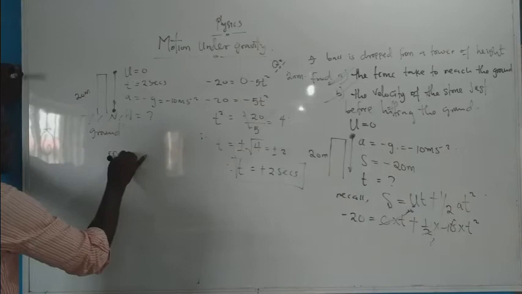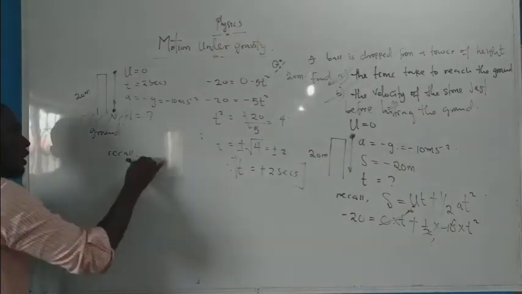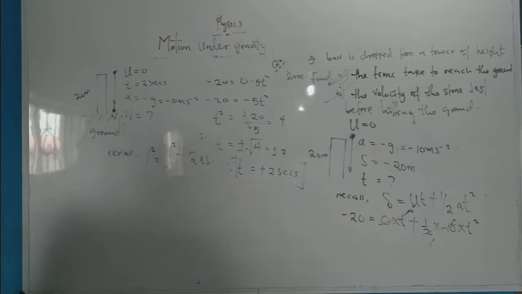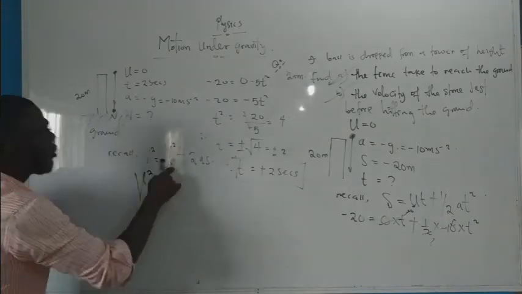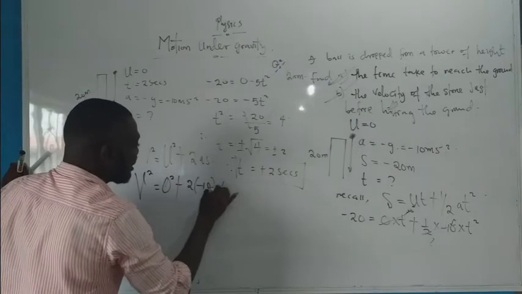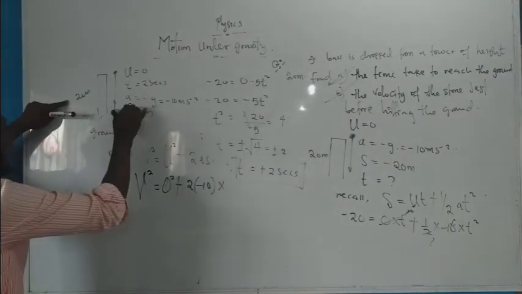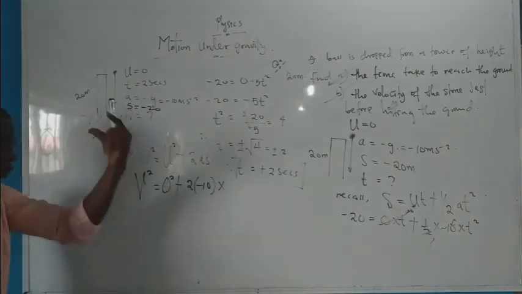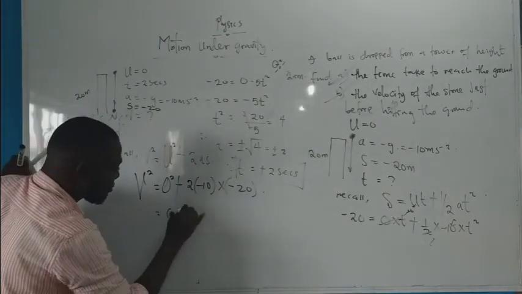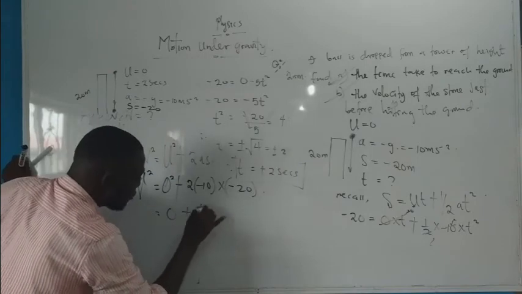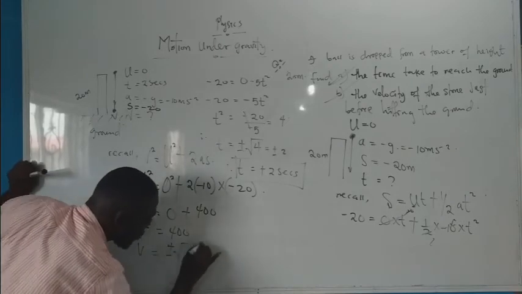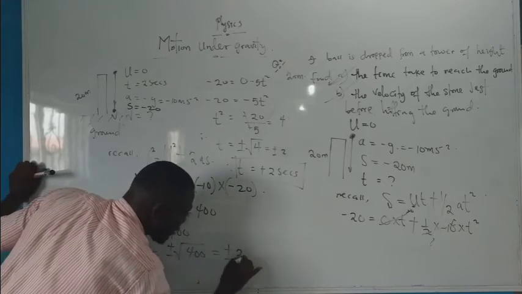Recall that we have v squared equals u squared plus 2ax. v squared equals, u is 0, that's 0 squared, plus 2 times a, which is minus 10, times s. s is what? s equals minus 20, coming downward, that's minus 20. So minus times minus is plus. Everything will give 20, that's 400. v squared equals 400. v equals plus or minus the square root of 400, that's plus or minus 20.